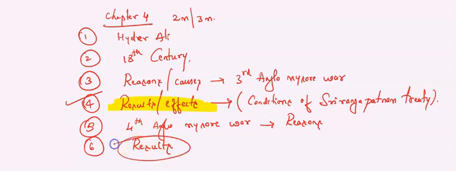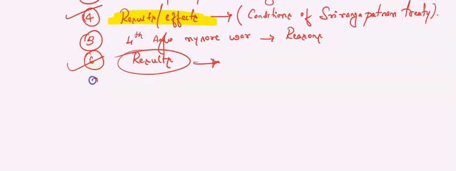Similarly, for the question, what are the results or effects of the fourth Anglo-Mysore War, they can also ask the question in this form. Make a note. Or, the fourth Anglo-Mysore War strengthened the position of the British in Mysore. How? Is this clear? So these are the different questions from this chapter, and make a note of the next question.